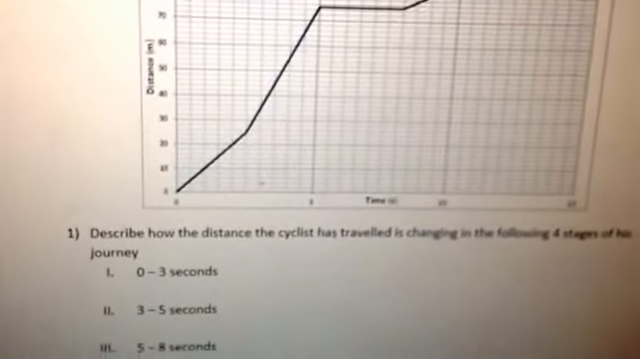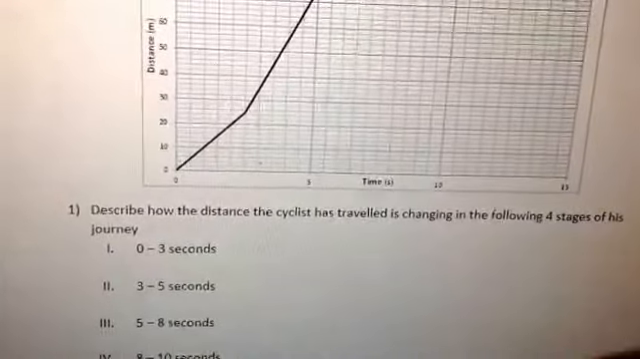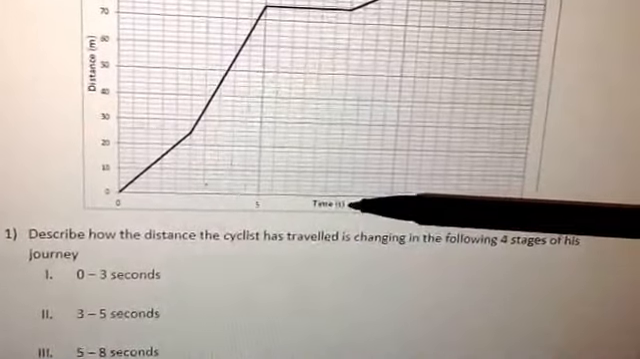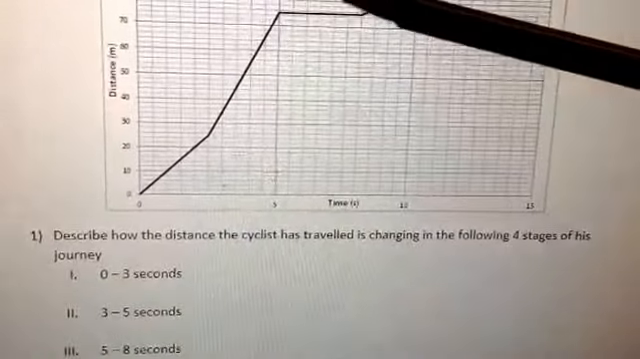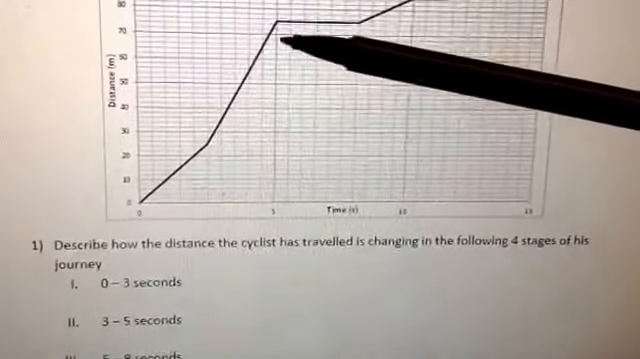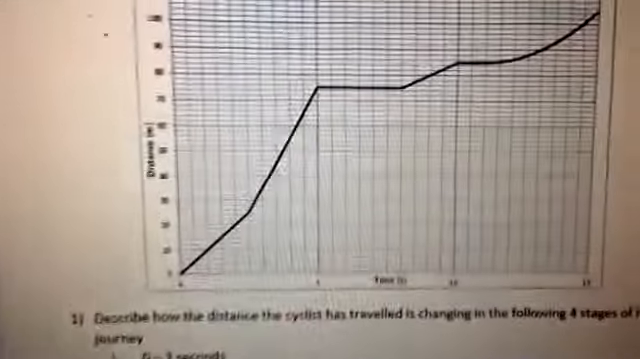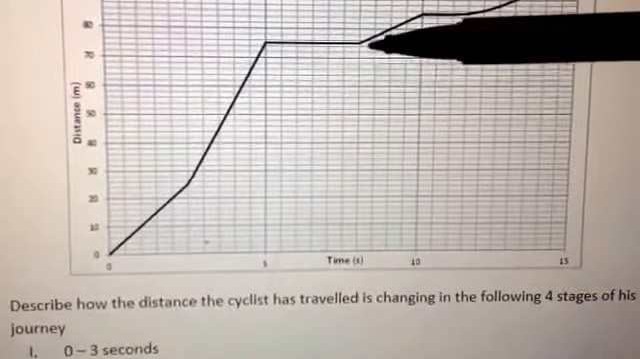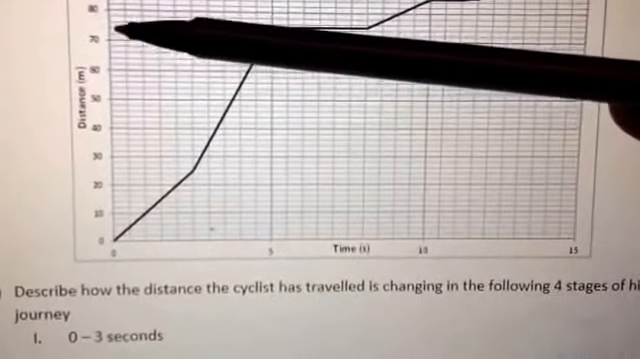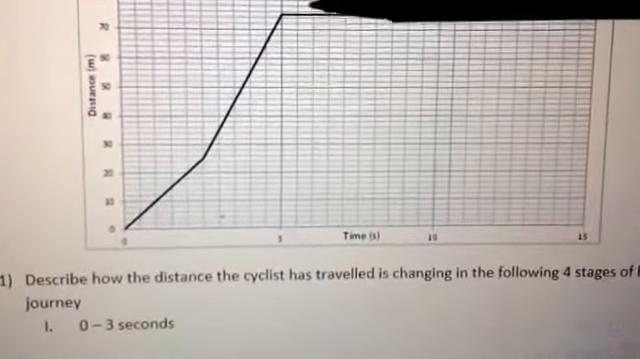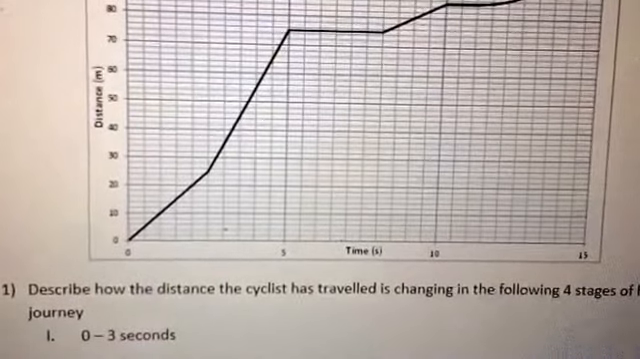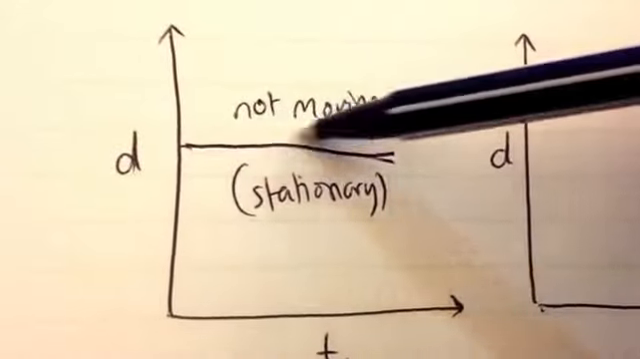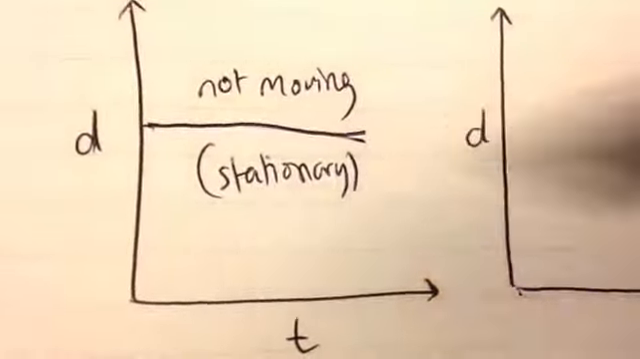On the next part of the graph, we have 5 to 8 seconds, which is about from here, 5 seconds, to here, 8 seconds. We're talking about this stage where it's a flat horizontal line. This horizontal line means that for, let's say, 5 seconds, 6 seconds, 7 seconds, 8 seconds, the person is staying at position 75. He's not moving. He's stationary. So a horizontal line on a distance time graph means no movement, stationary.